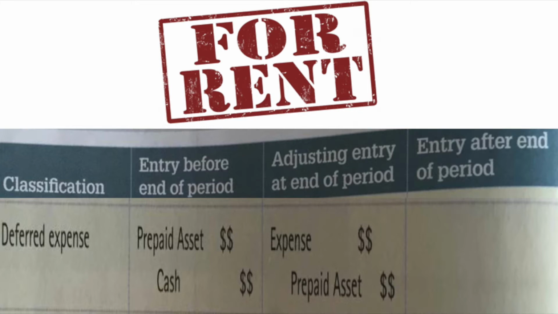For the adjusting side, expenses are debited as they are increasing. In other words, the company may have used 1 month's worth of rent, therefore they have incurred the expense, hence it will increase, and prepaid assets will be credited as the company has used up some of this asset.